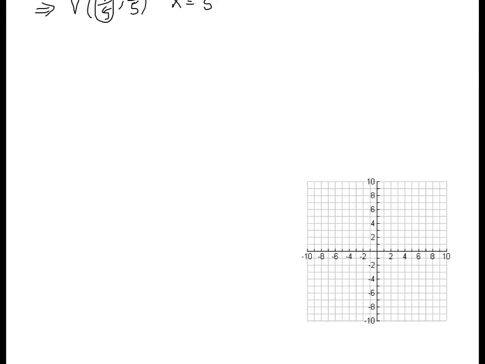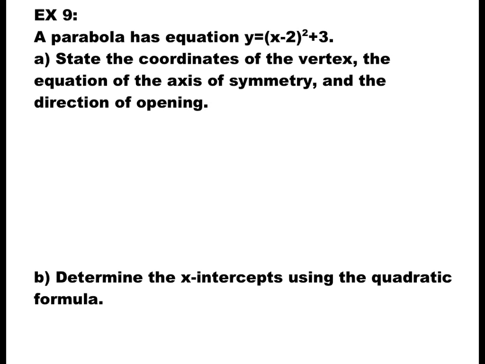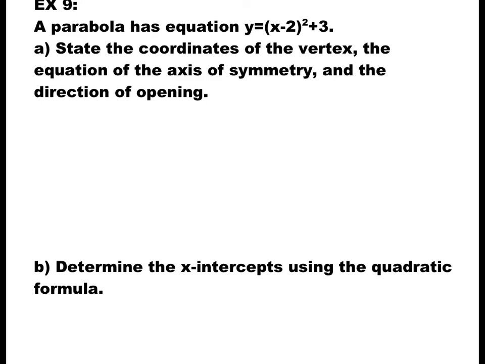Now the next example is going to be a parabola of the form y equals x minus 2 squared plus 3. To find the coordinates of the vertex, I'm going to use the general form of a quadratic equation in vertex form, which is y equals a times x minus h squared plus k. Just by looking at the general form and this equation, you can see that the vertex is at 2 and 3.